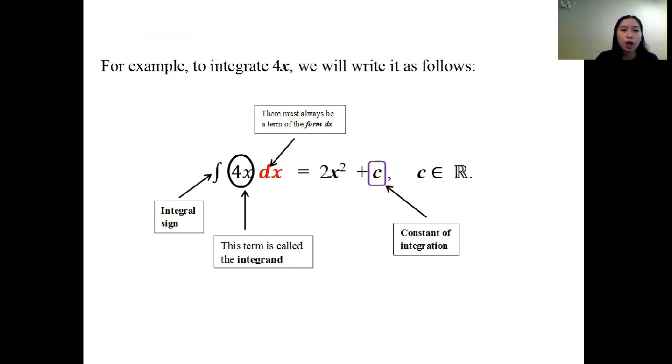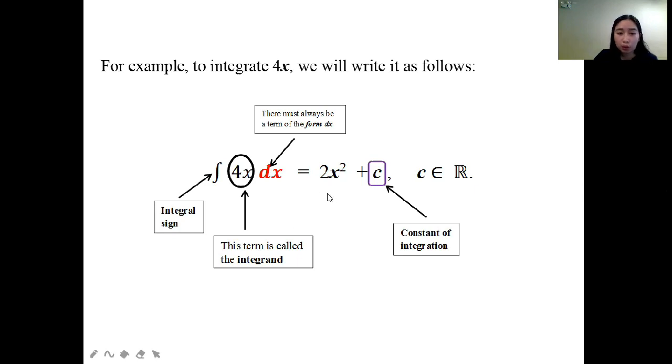For example, to integrate 4x, we will write it as follows. The integral sign, we start with the integral sign. Then the integrand, what I said earlier, the function to be integrated. Then the sign for what we are differentiating with respect to, the dx. Okay? So dx is permanently here. You cannot just write, for example, the integral of 4x without it. That is not allowed, so it really must have dx.